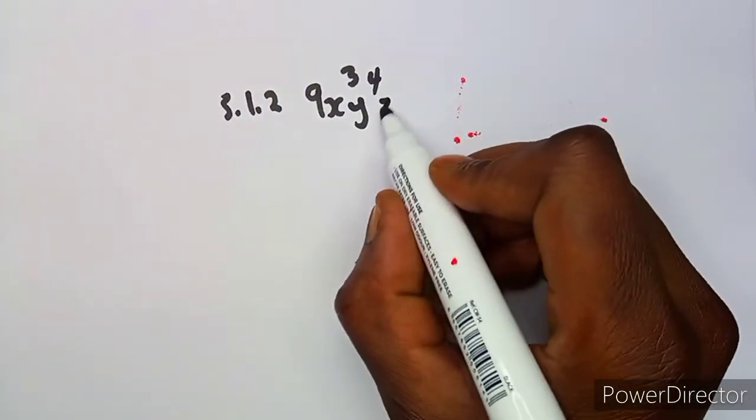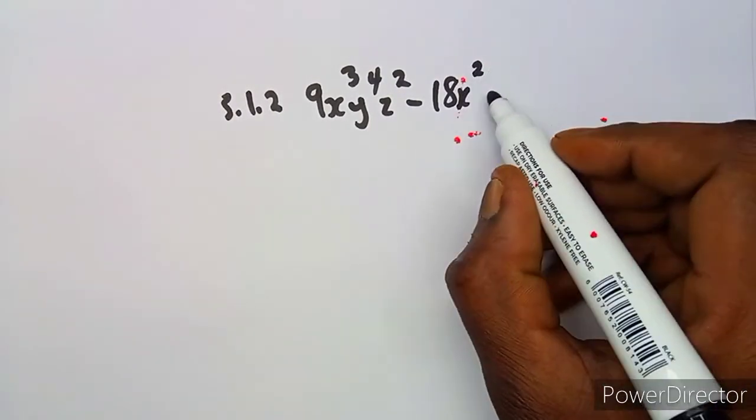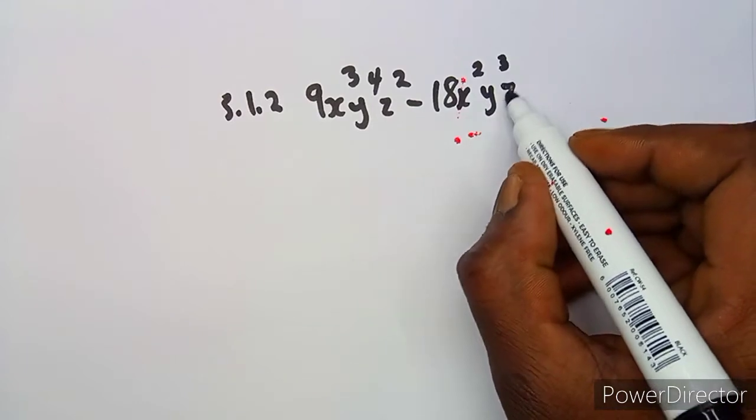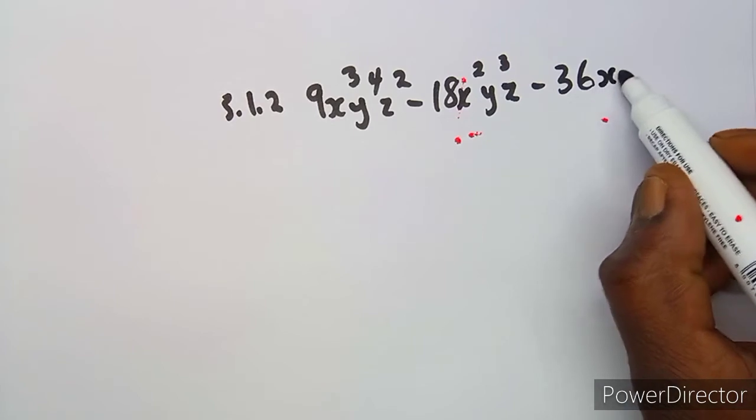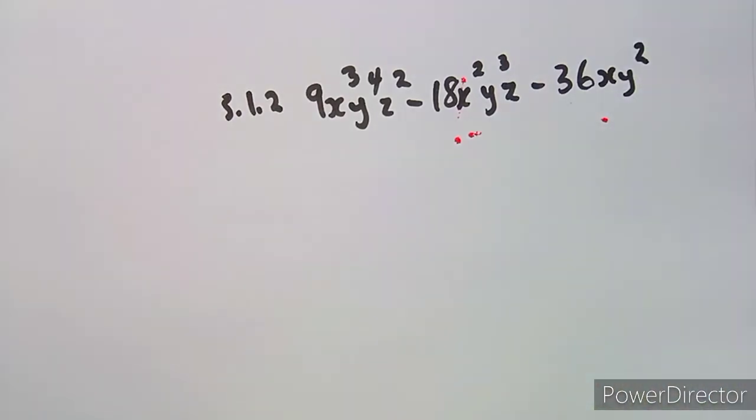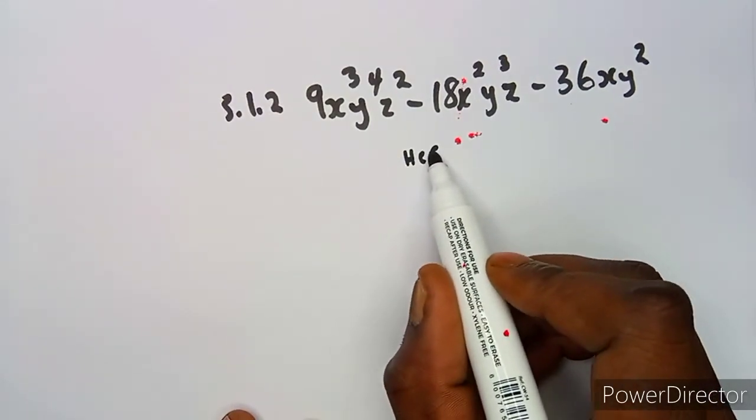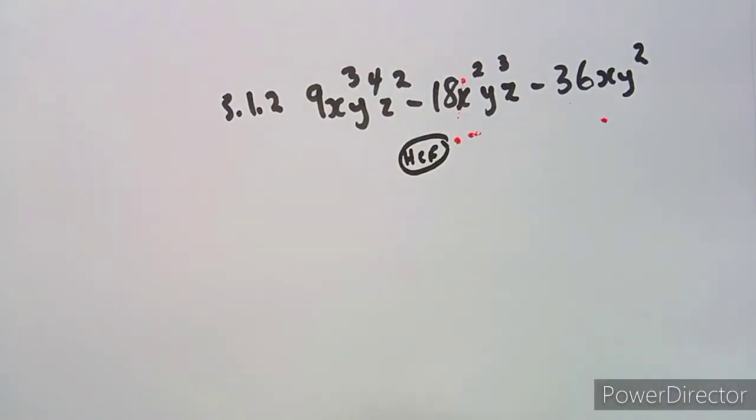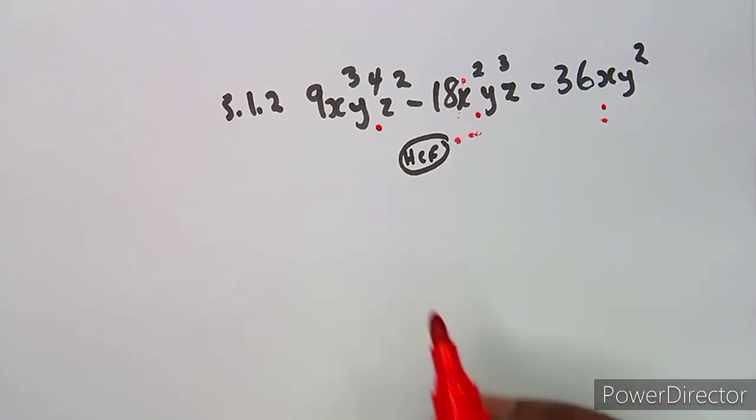All right, we are given something like this: minus 18 x squared y to the exponent of 3 z, like this, minus 36 x y squared. All right, so remember here we have to factor out the highest common factor. You're given 3 terms this time. Take note, guys, this time we've got 1, 2, 3 terms. So there is no way of grouping here. You have to just factor out the highest common factor throughout here.